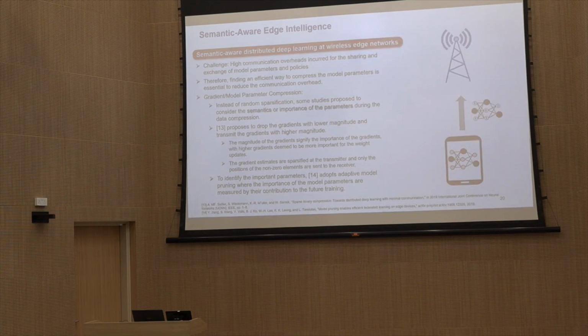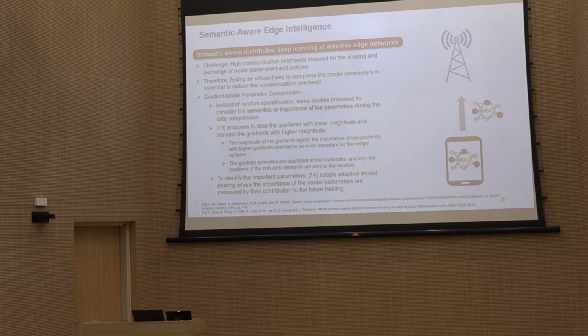We can look at semantic aware distributed deep learning at wireless edge network. Here the challenge is due to the high communication overhead due to the sharing and exchange of model parameter and policy. So finding the efficient way to compress the model parameter is another alternative essential option to reduce the communication overhead. We can look at one example of gradient model parameter compression.